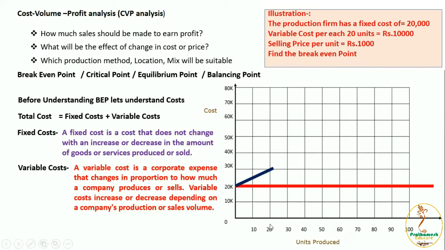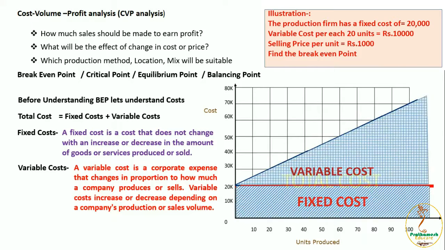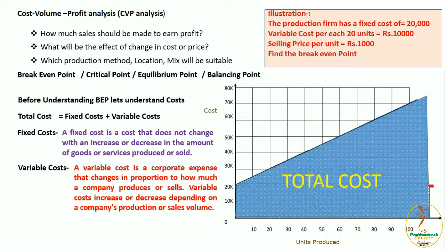So when we are producing 20 units, the total cost will be 30,000: 20,000 fixed cost and 10,000 variable cost. In each 20 units, we have to incur 10,000 extra as variable cost. I hope it is clear now. So this is fixed cost, this is variable cost. Variable cost keeps increasing with the increment of volume of the products. Now this is fixed cost, this is variable cost, and all together it will be called total cost.